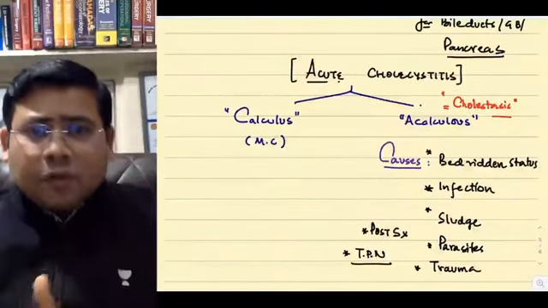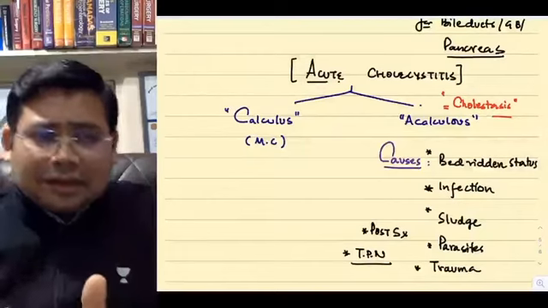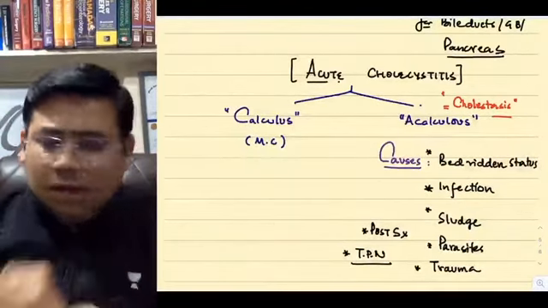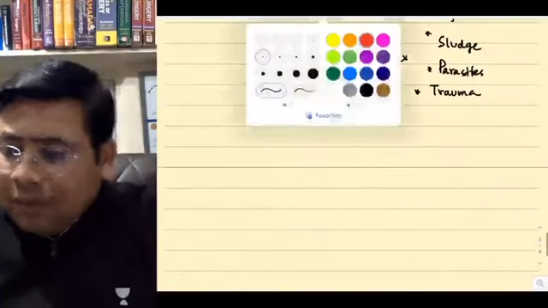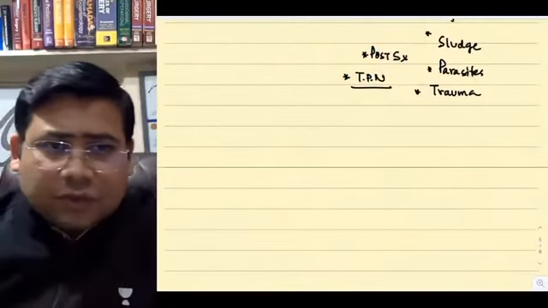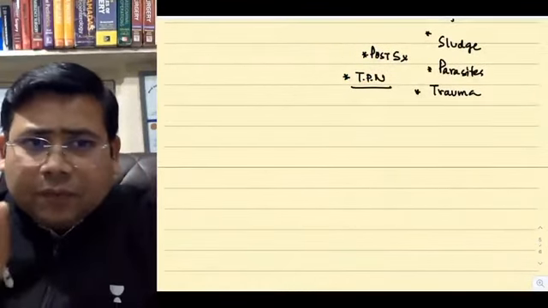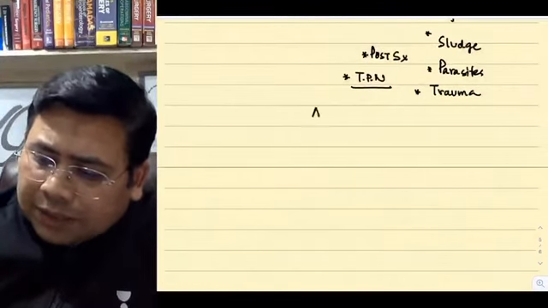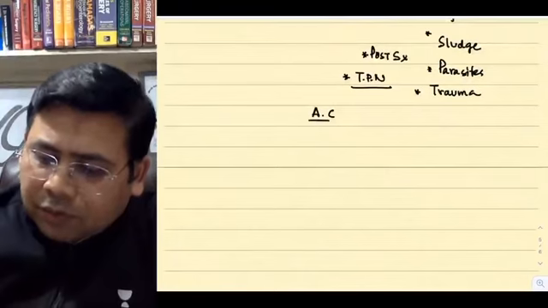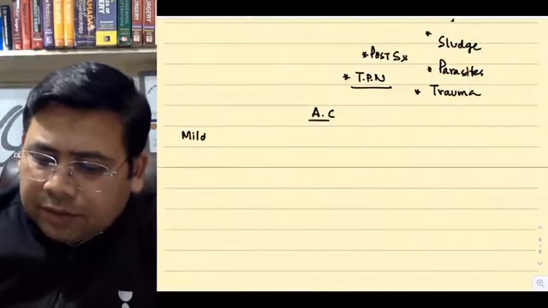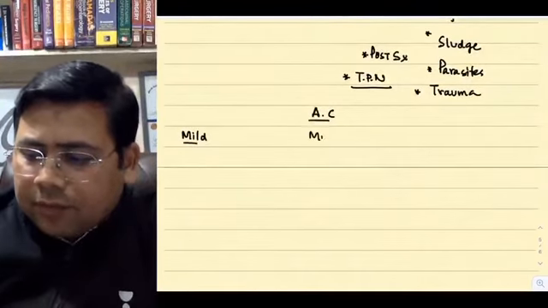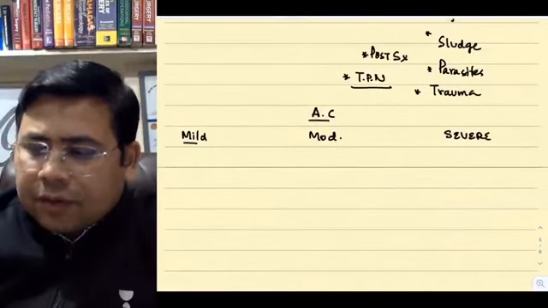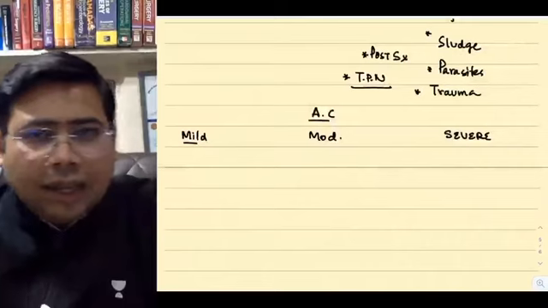Is this clear? So you should be able to understand the basic concept. Basic concept is very simple. Now, based upon the Tokyo guidelines of 2013 and 2018, we have further defined acute cholecystitis into three types. What are they? Mild, moderate, and severe.